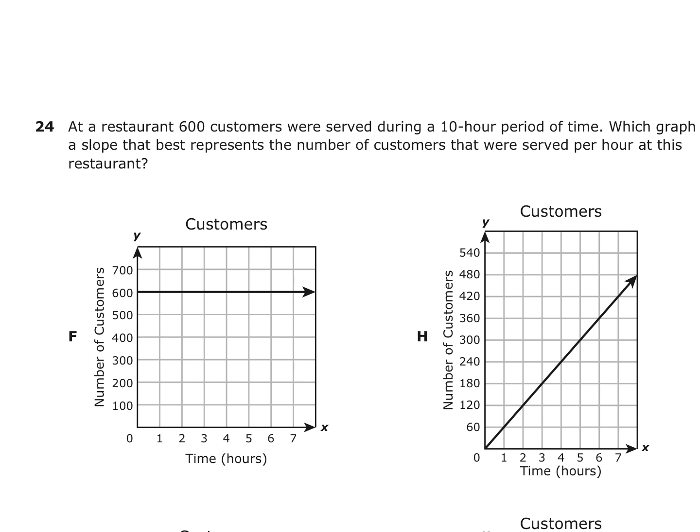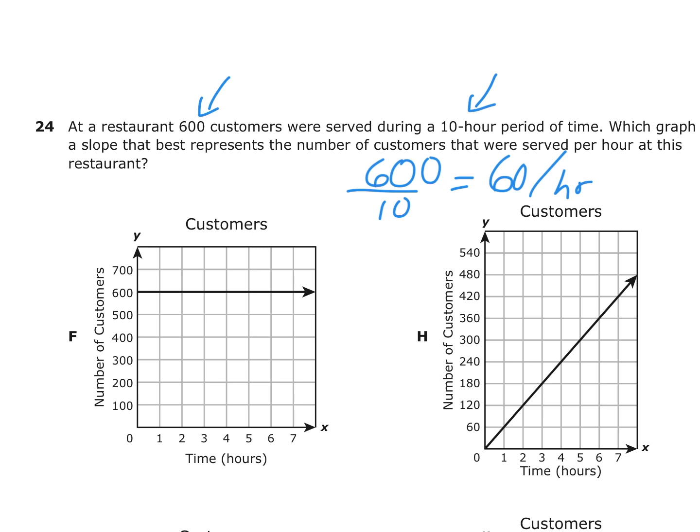Number 24 says, at a restaurant, 600 customers were served during a 10-hour period. Which graph represents the slope for the number of customers that were served per hour? Okay, well, you have 600 customers every 10 hours, so that's 60 customers per hour. So every hour, they're averaging 60 customers per hour.